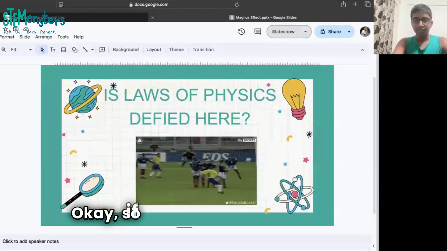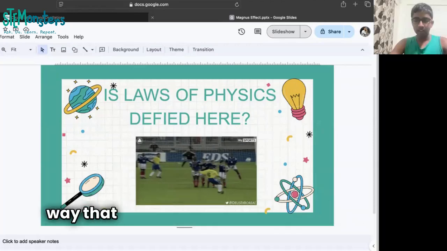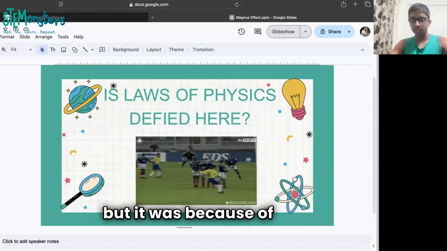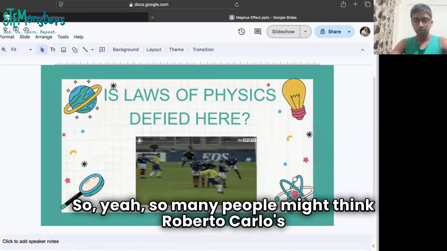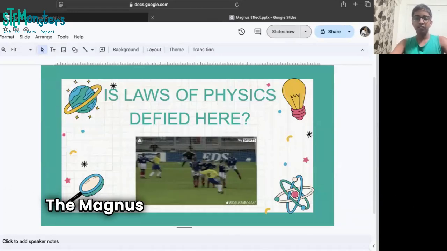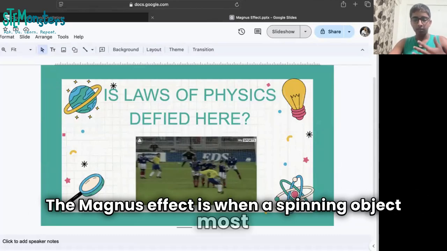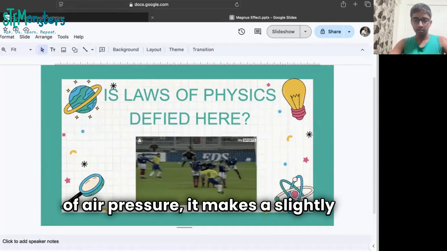Okay, so if you guys can see here, this is a famous footballer whose name is Roberto Carlos. In 1997, he was taking a free kick and he bended the ball in such a way that most people thought it was magic. But then scientists researched about it and they found out it wasn't a miracle, but it was because of physics. So, yeah, many people might think Roberto Carlos' famous free kick was some kind of magic, but it was because of the Magnus effect. The Magnus effect is when a spinning object moves through the air and, because of the difference of air pressure, it makes a slight curve.